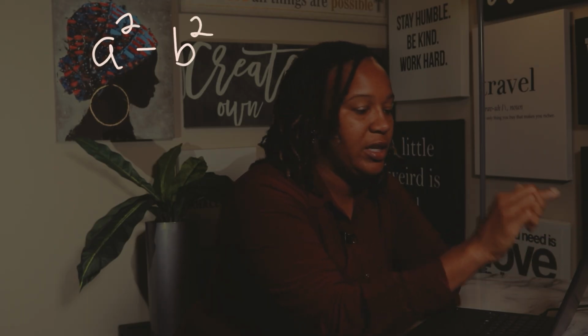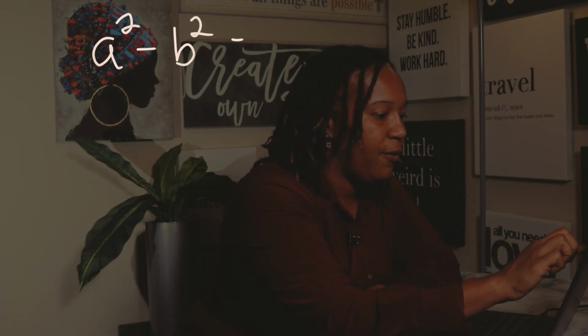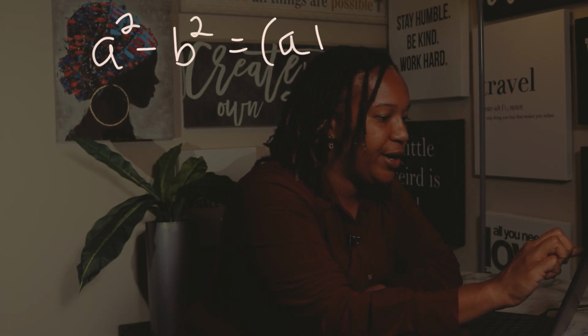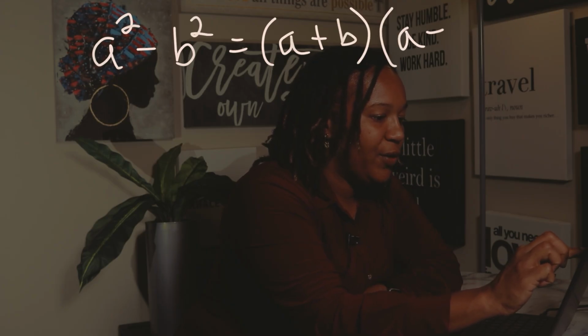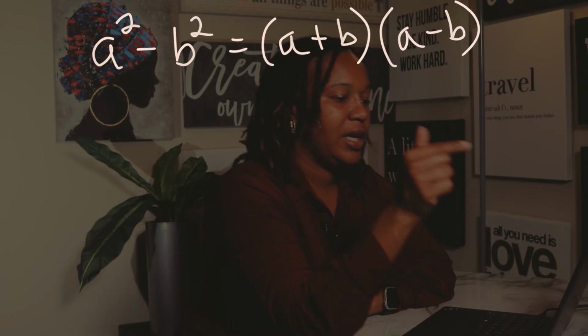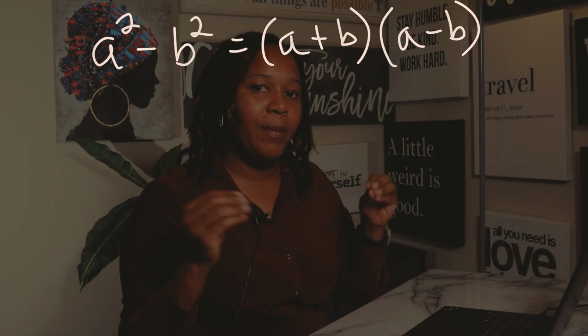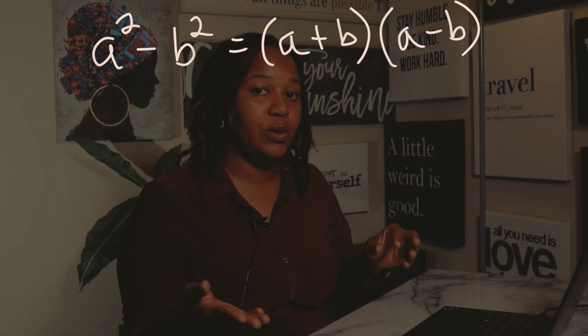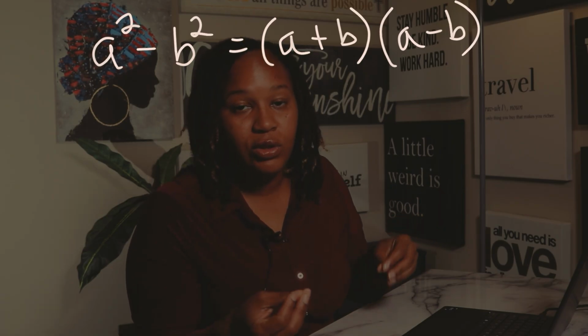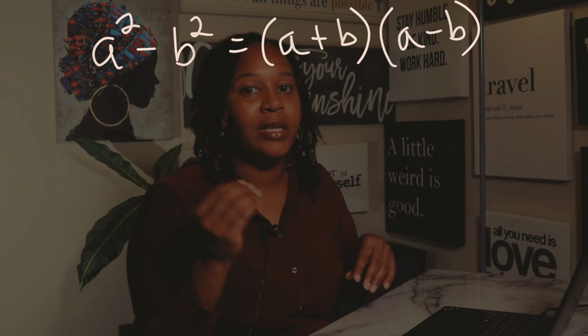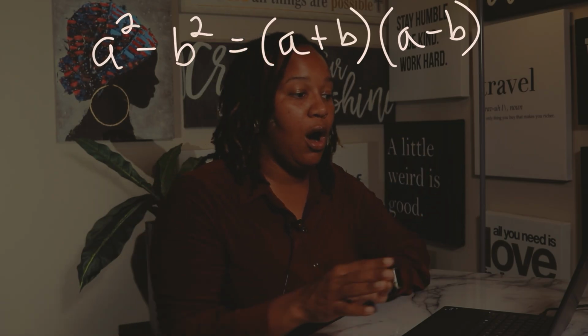Let's look and see what it looks like. If you have something squared minus something squared, say a squared minus b squared, then that will factor into the first term plus the second term, times the first term minus the second term. So a squared minus b squared equals a plus b times a minus b, and that will always work.